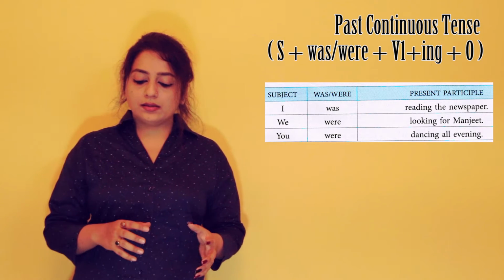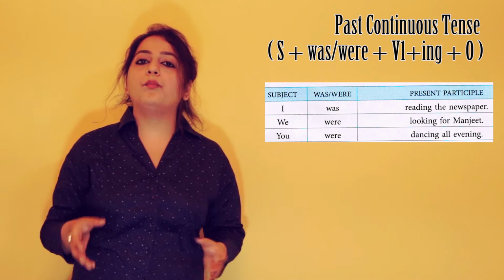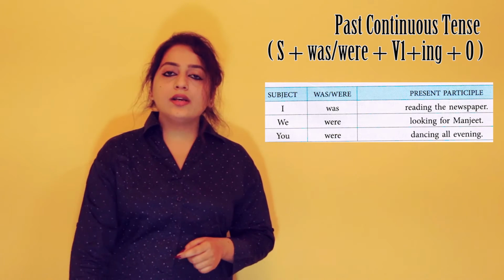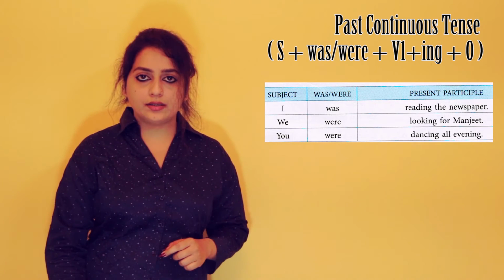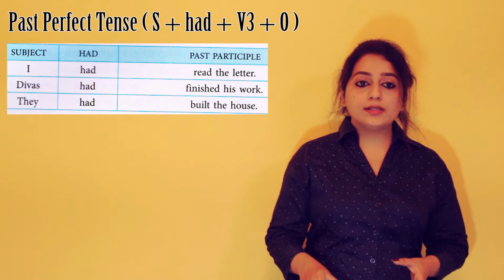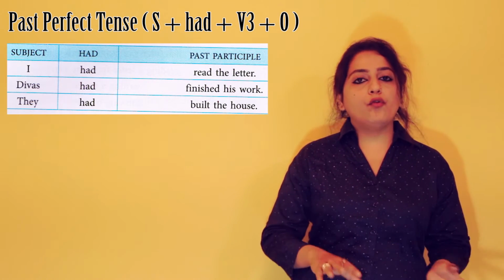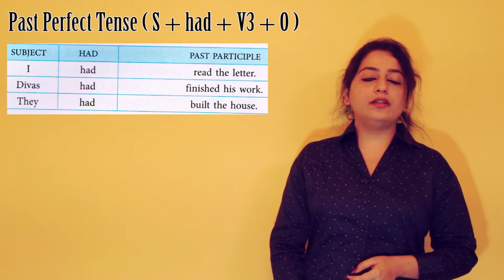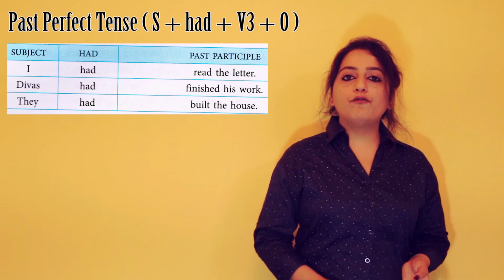The sixth part is past continuous tense. Past continuous tense shows that the action was in progress in the past and still presently it's being continued. So the structure is subject plus was, were plus V1 plus ing plus object. So we'll move on to the next slide. Past perfect tense. It shows that the action which was started in the past had already been completed before another action started. So the structure is subject plus had plus V3 plus object. V3 is the past participle. So we will move on to the next form of tense.